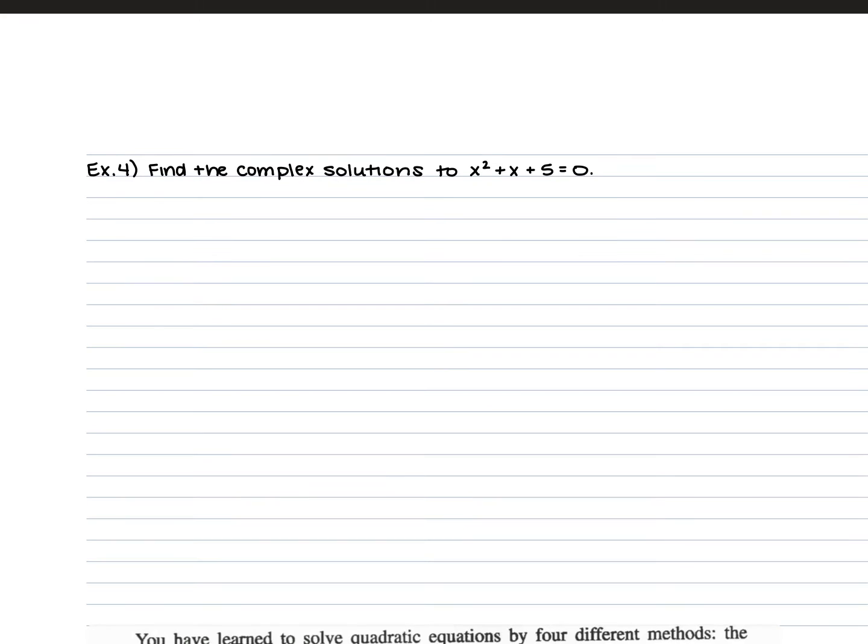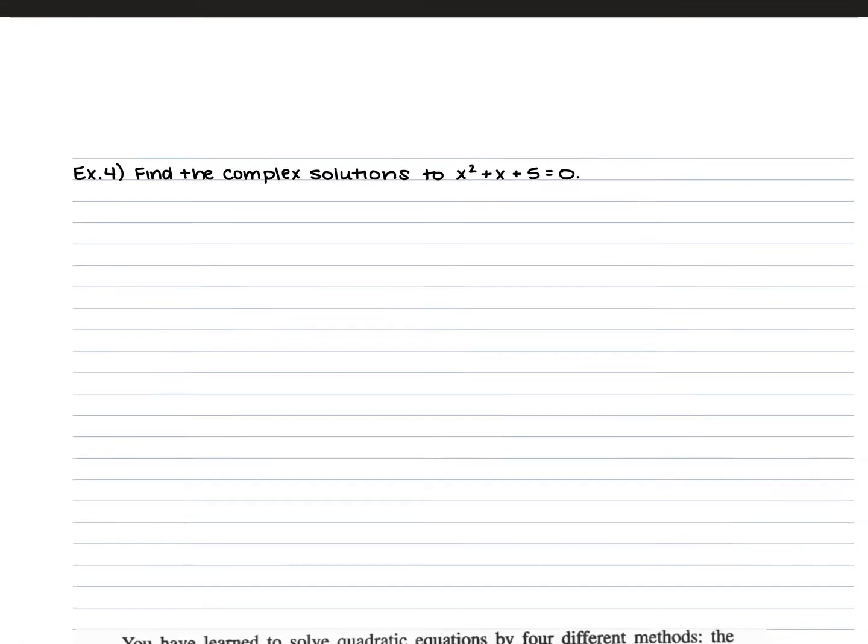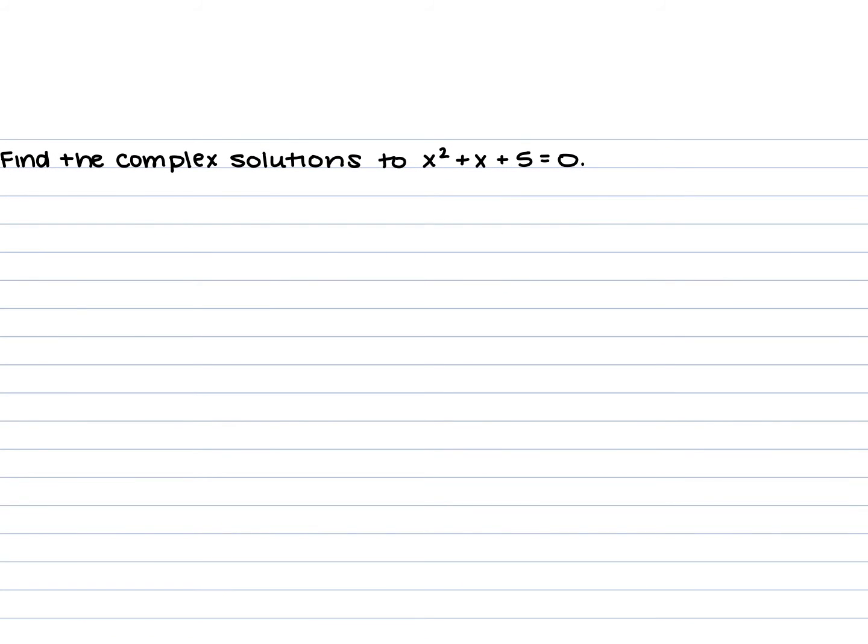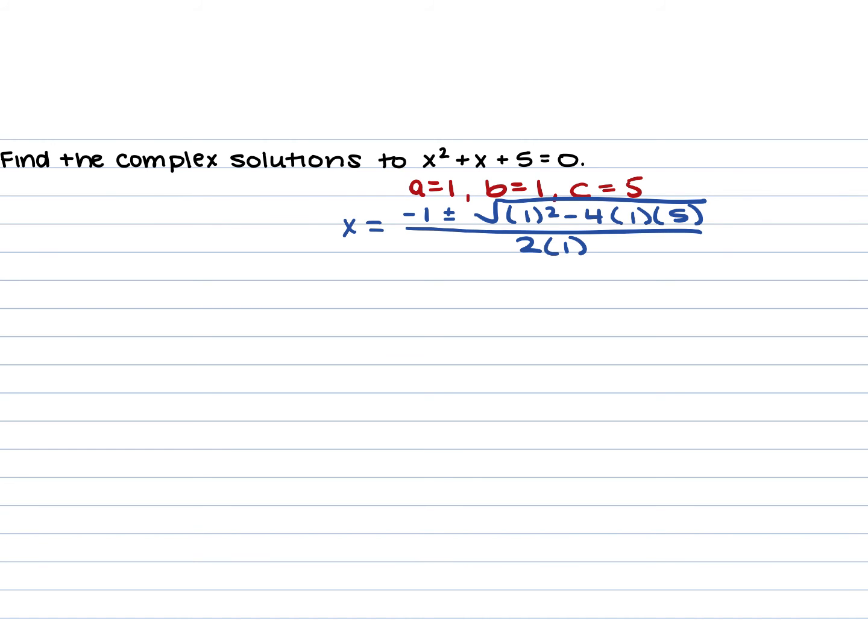For example 4, we are asked to find the complex solutions to x squared plus x plus 5 is equal to 0. We can still use the quadratic formula for this. Our a is 1, b is 1, c is 5. So again, use your quadratic formula. X is equal to negative b plus or minus the square root of b squared minus 4 times a times c all over 2 times a. This is going to give us negative 1 plus or minus the square root of 1 squared minus 4 times 1 times 5 all over 2 times 1.